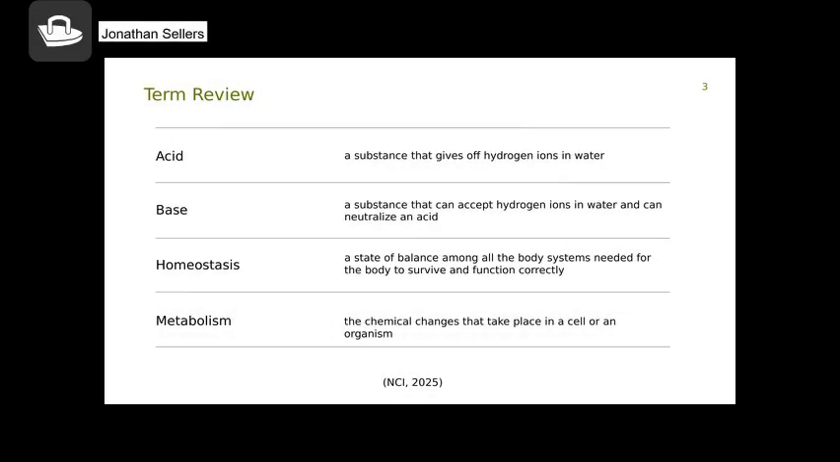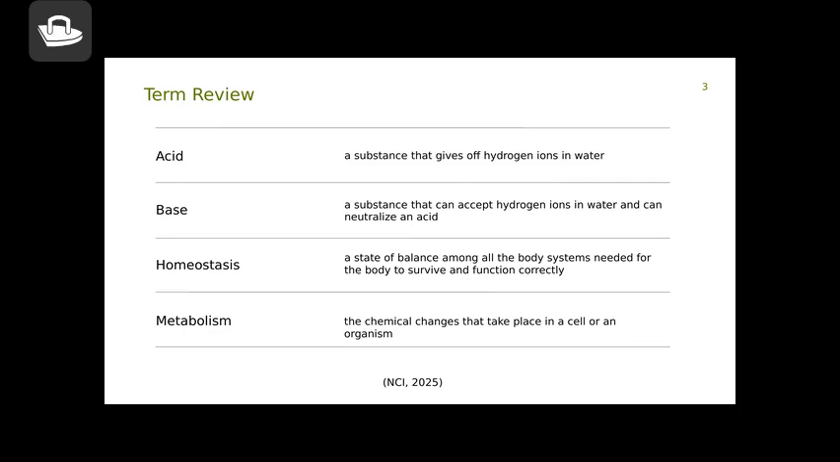All right, a quick term review. So, acid and base, these are defined as scientific chemistry. It's technically a lot more than this, but for this lecture, I like these definitions a lot more. So, an acid is defined as a substance that gives off hydrogen ions in water. A base is a substance that can accept hydrogen ions in water and can neutralize an acid.